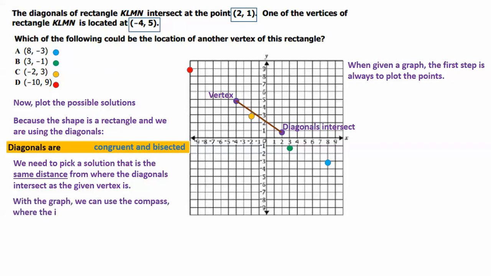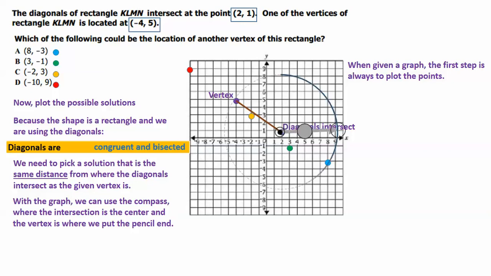With the graph, the easiest thing we can do is use the compass, where the intersection of the diagonals will be the center of our compass, where we put the sharp end, and the vertex is where we're going to put our pencil end, our writing end. When you use the computer, your compass is going to look just like this, where the black circle is the center, and the point of the arrow is going to be where your pencil goes.